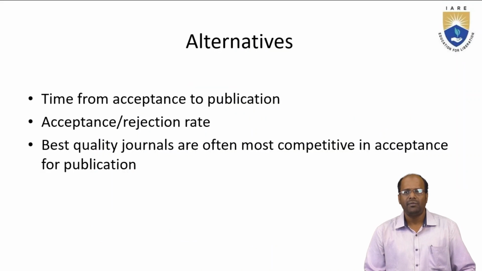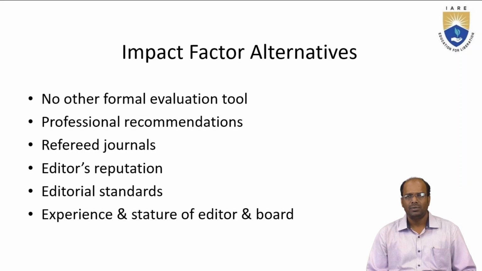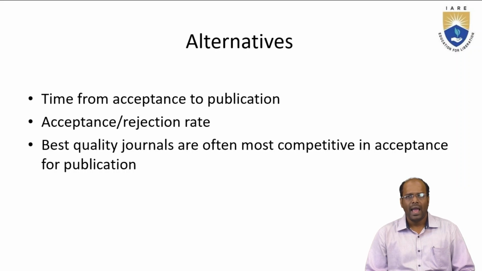So now impact factor is finished. Now I am going to discuss impact factor alternatives. First, I want to wind up a few more points. Time from acceptance to publication: how much time it takes after you communicate the article to a particular journal. If they give a first response within one month, it is a good journal. If they take more than 2 to 3 months on the desk and afterwards reject it, or give minor or major revisions, well and good.